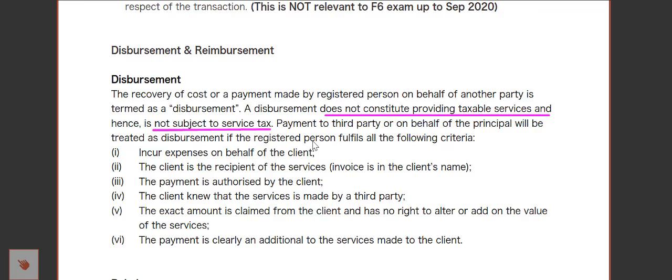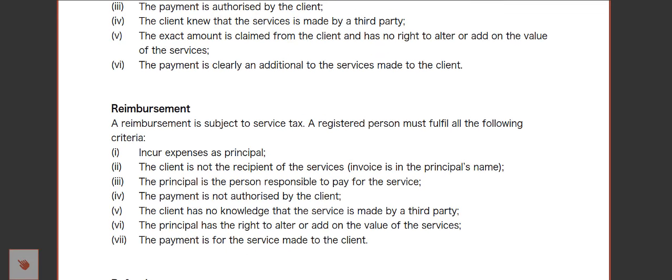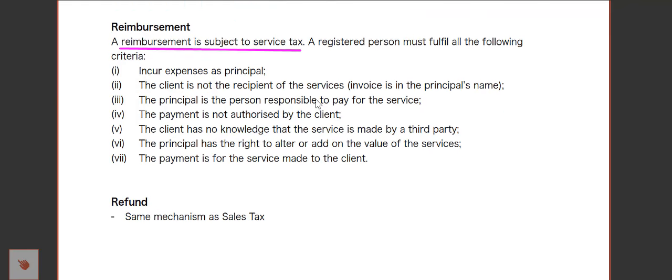Okay, so these are whatever that the third party pay on your behalf. So they do not need to include service tax. So I always tell students disburse is D, don't include. Just use that to remember, don't include. Okay. Now whereas reimbursement, you have to include inside the invoice for service tax.